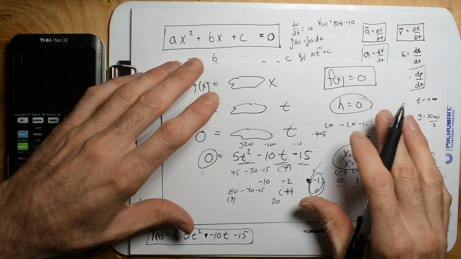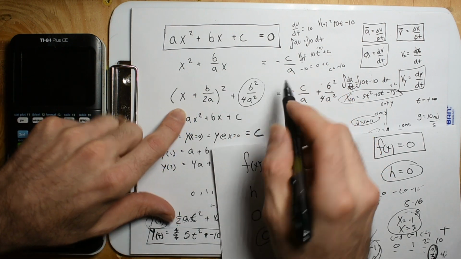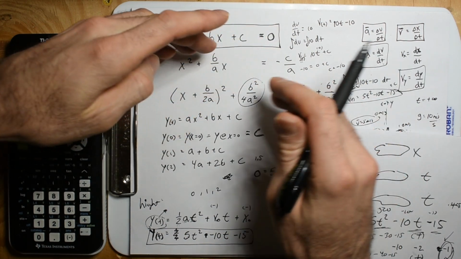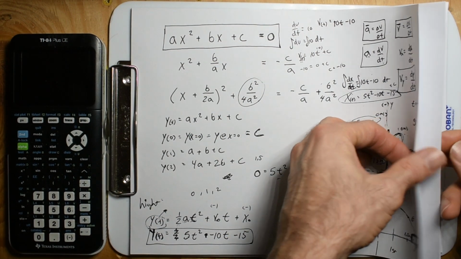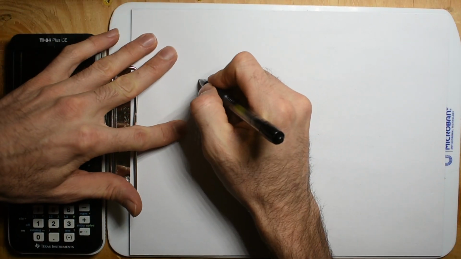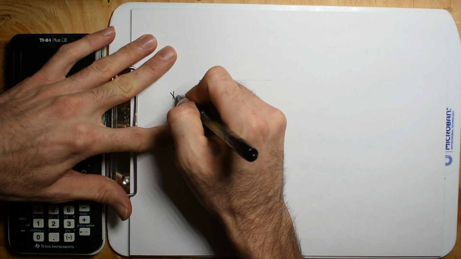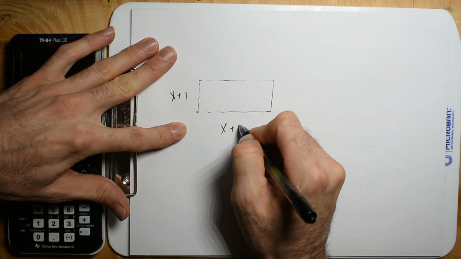Okay, so now for the second part of the question, why do we add this term? We understand that we can add 2 terms on both sides, but why? So that's what we're going to do right now. All right, this is completely different. So now we're going to start drawing some boxes. This box is going to be x plus 1, and this box is going to be x plus 3.